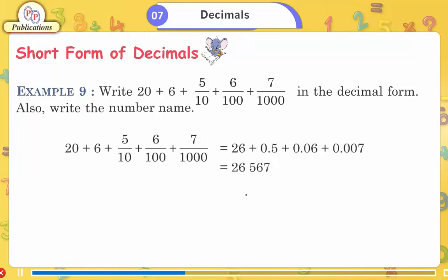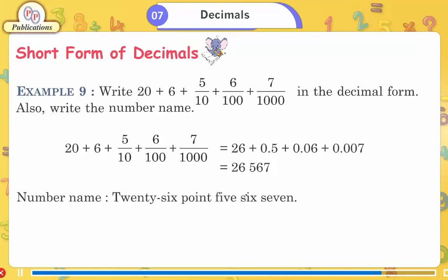20 plus 6 plus 5 upon 10 plus 6 upon 100 plus 7 upon 1000 is equal to 26 plus 0.5 plus 0.06 plus 0.007 is equal to 26.567. Number name: 26.567. Answer: 26.567.